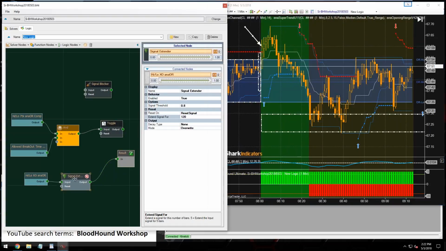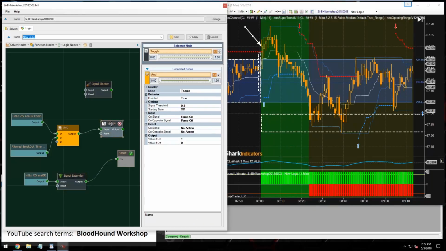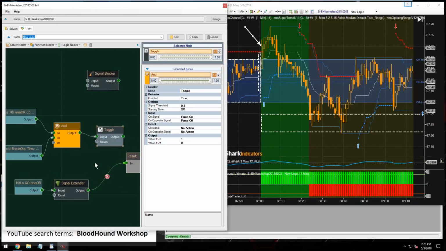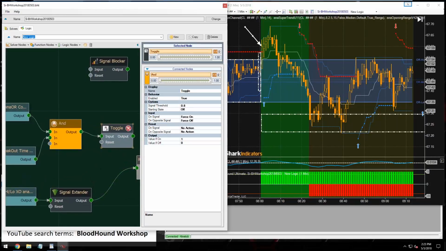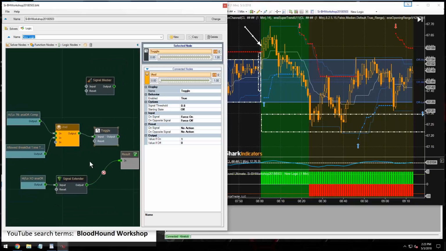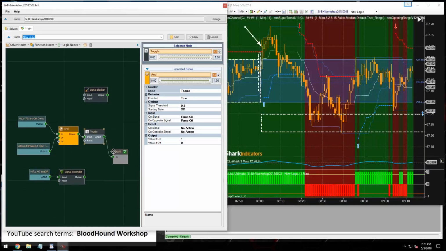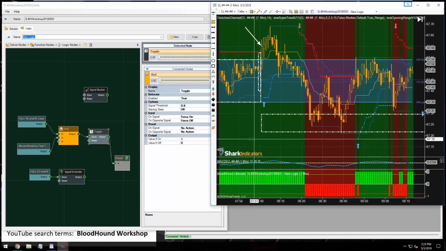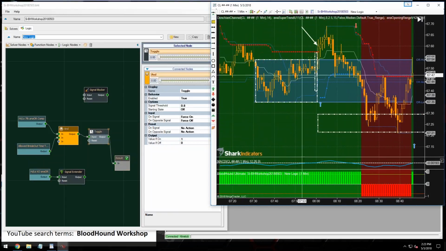Now I'm using this signal extender to basically disable the toggle node, right? I'm going to use the reset of the toggle node and disable this toggle node. All right, so let's take a step back. So this toggle node, I want the toggle node to tell BlackBird whether to place a long entry order or a short entry order.